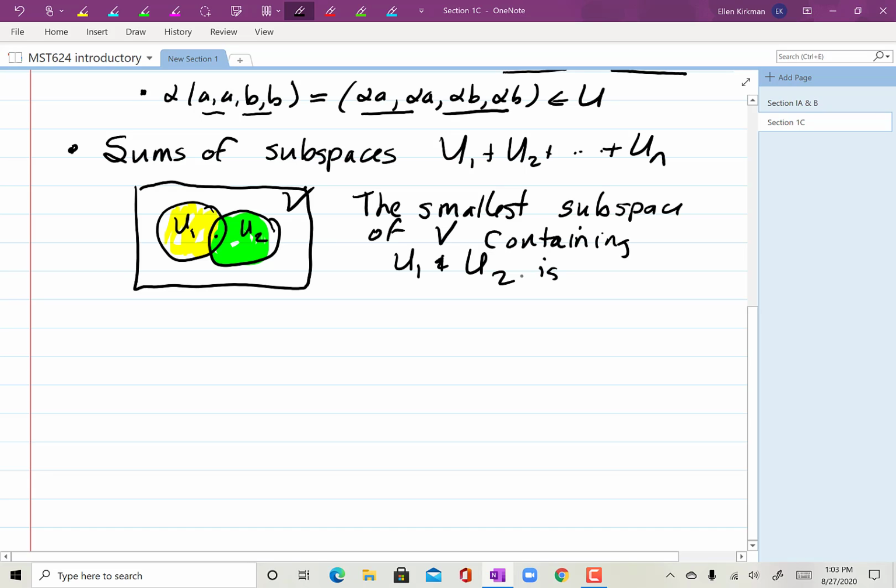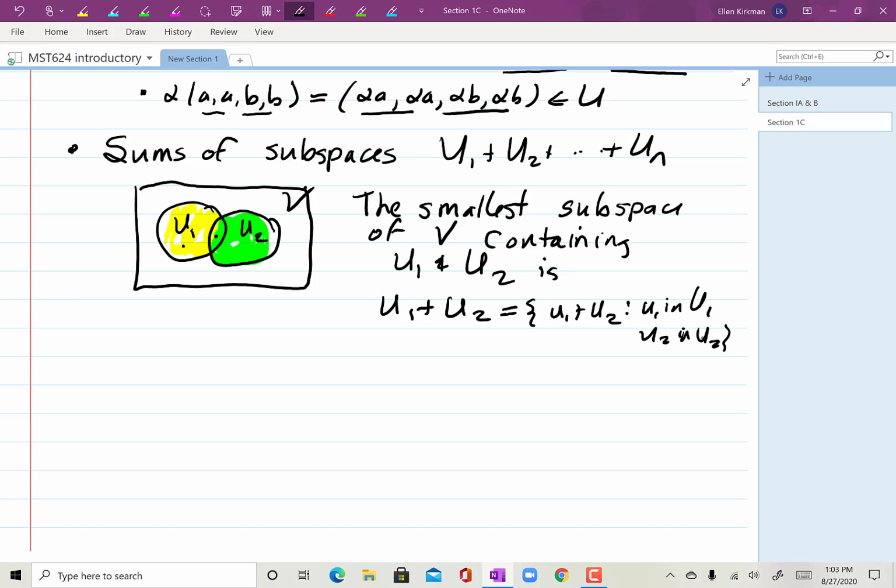So is the sum, which you just write as a sum, and it's what you think it is. It's all the sums of things where you take something in U1 and add it to something in U2. It's anything of this form: u1 in U1, u2 in U2. And so you can show that the set of things where you're adding 2 things together is a subspace, and it's the smallest subspace that contains them both.